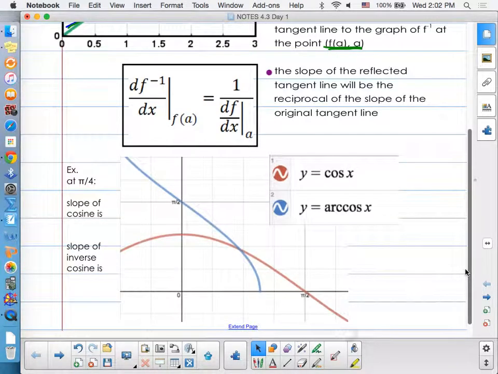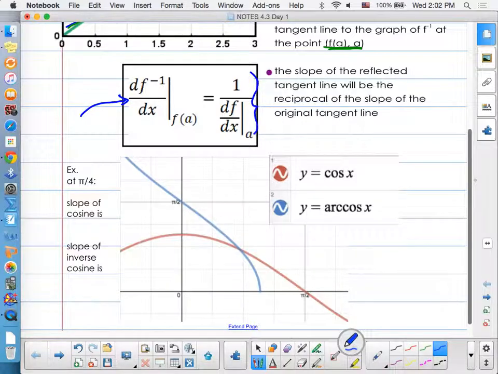It's telling you in the box that if we take the derivative of the inverse function, and that's what that notation means, the slope value for that should be the reciprocal of the derivative value for the original function. So the slope of a reflected tangent line from the regular function to the inverse would be the reciprocal of the slope that we would find.